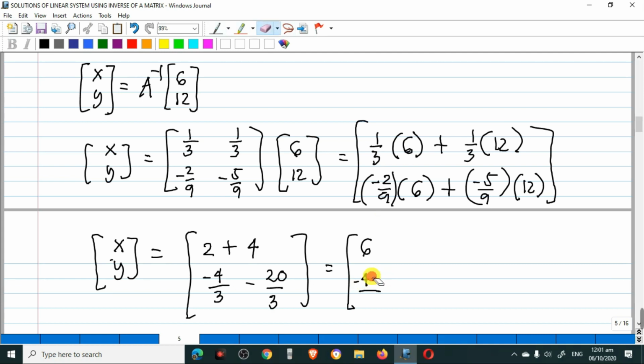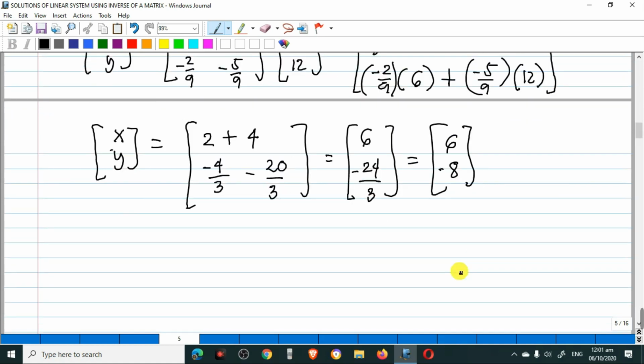Or simply that is equals to 24. Okay? I will go direct. So this is negative 24, and this is divided by 3. And this is equals to 6 and negative 8. So the final answer is the value of our x and y. Your x here is your 6. Your y here is your negative 8. Okay? So the value of our x is equals to 6. The value of our y is equals to negative 8.